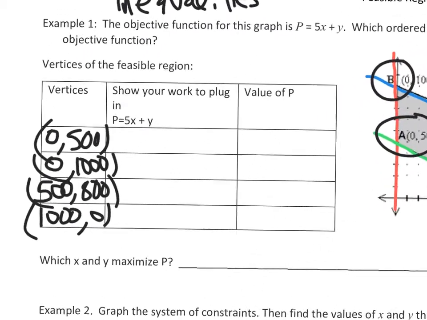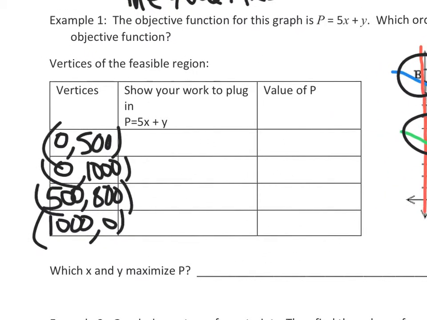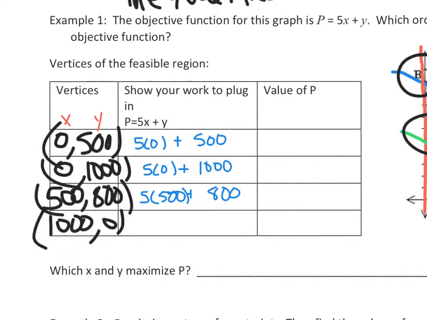I'm going to use my objective function and plug in this for x and this for y and see what I get for p, my profit. So this is going to be 5 times 0 plus 500. This is going to be 5 times 0 plus 1,000. This is going to be 5 times 500 plus 800. And then this will be 5 times 1,000 plus 0.